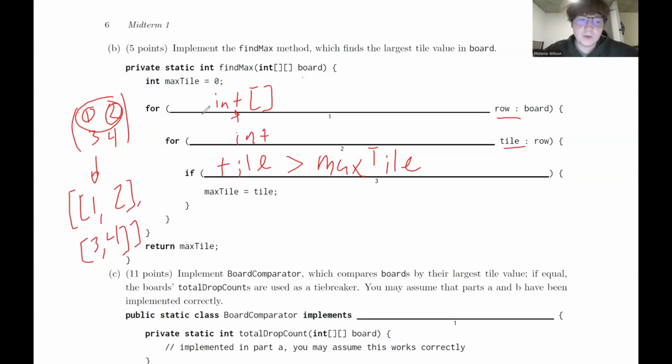And to put it all together, we're iterating through each row, which is an array. Then we're iterating through each element of that array, and we're seeing if that element is greater than the maximum tile we've already seen. If it is, then the maximum tile we've already seen isn't the max tile, so we set it to be the tile we just saw. Okay, now let's move on to the next problem.